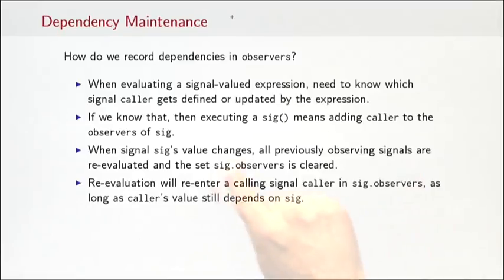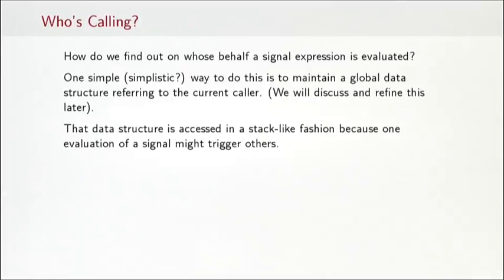And what we also do then, we clear the set of observers. Because when we re-evaluate an observer, if the observer still depends on the value of the current signal, then it will automatically be re-entered into the observer set. But of course it might not depend on the current signal anymore, because maybe another signal has changed, which is a Boolean condition which makes the execution of the signal go into a different branch than before. So that's the central idea.